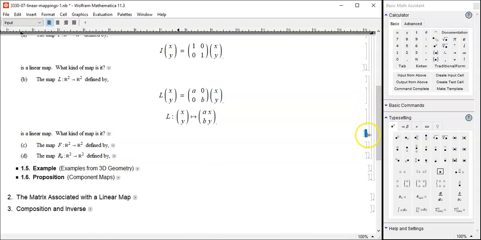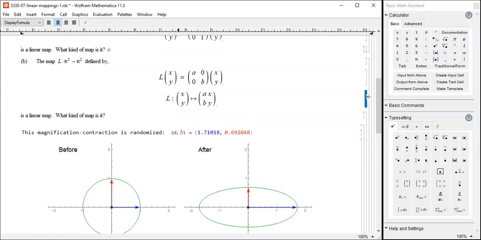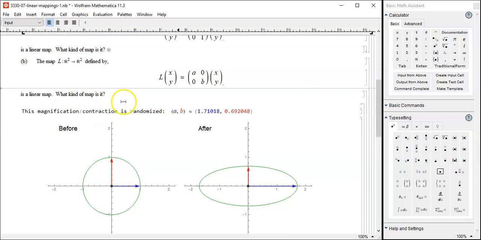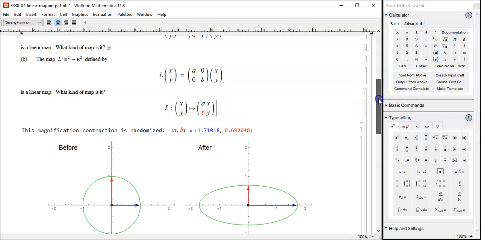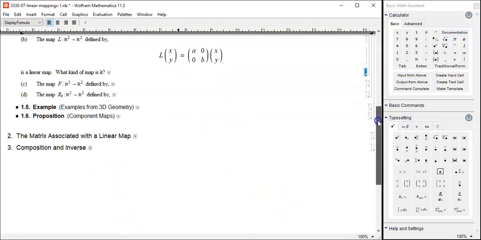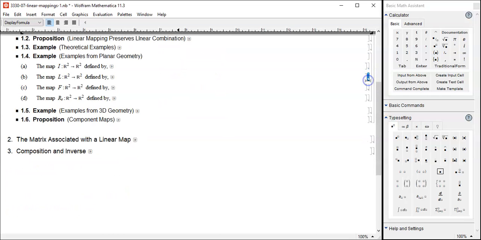Okay, all right. Okay, with color coding, it looks really good. All right. Let's go to the next example.